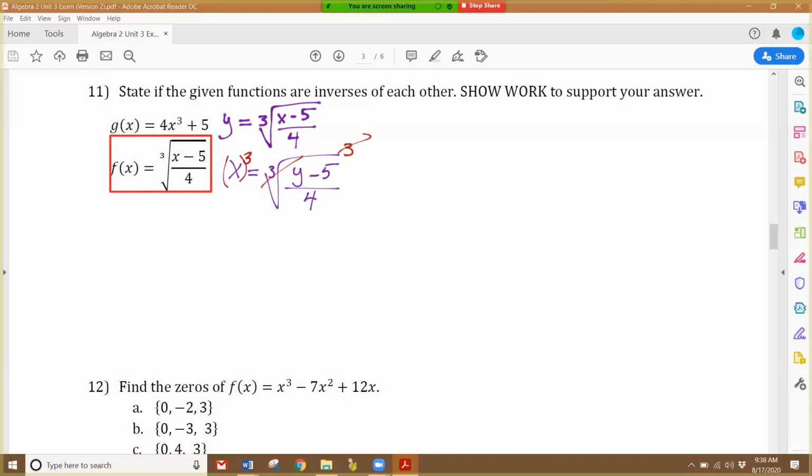Conveniently, when I cube the left side, it's just x, so it's just going to become x cubed equals y minus 5 divided by 4. I'm still trying to solve for y. Y is stuck in that fraction. If I want to get rid of that fraction, I'm going to multiply by the denominator on both sides. So I'm going to multiply both sides by 4. So 4 times x to the third is just 4x to the third. And then the 4's cancel out on the right side, leaving us with y minus 5.